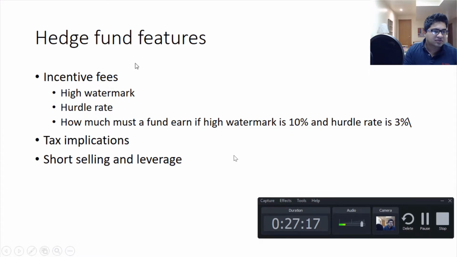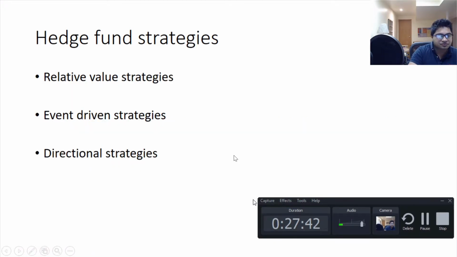Tax implications of hedge funds are quite complex because it depends where the funds invest. But certain hedge funds use tax deferrals, so they invest in offshore investments and use tax deferrals, so you don't have to pay tax unless and until you bring money back into Canada. So they use that structure. There is short selling and leverage in hedge funds.